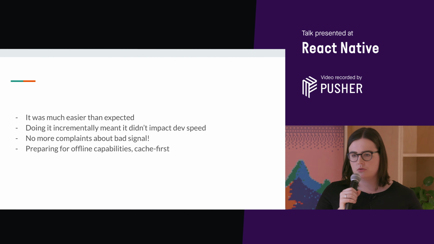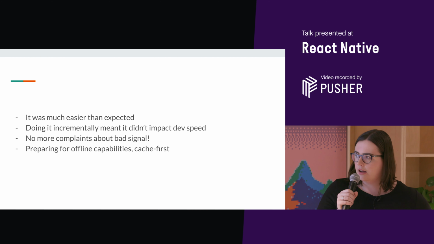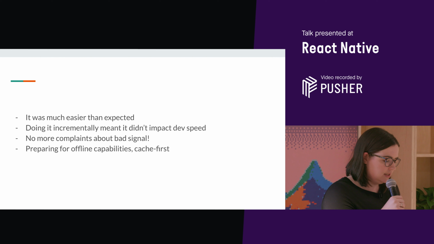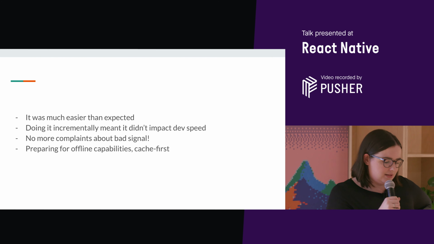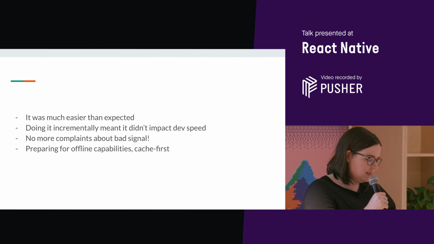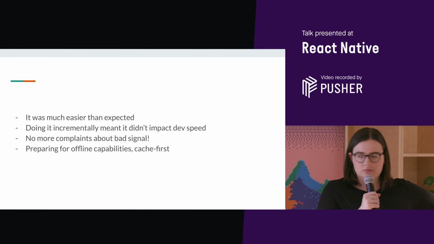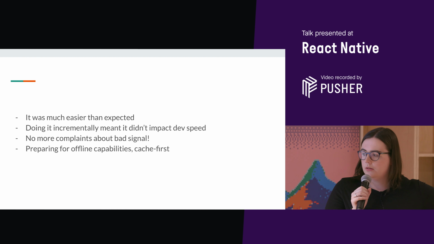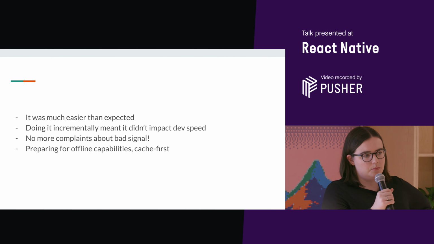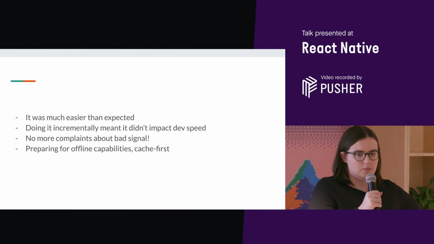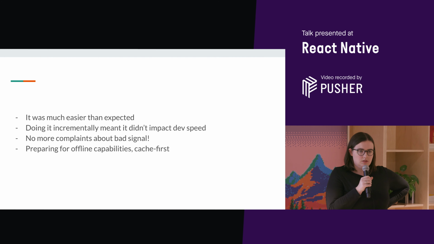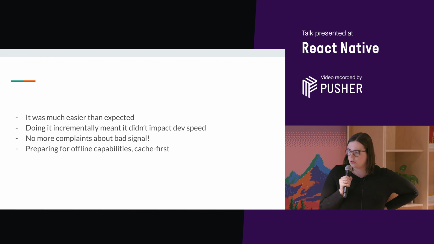In summary, it was much easier than we thought it would be to migrate, and doing it incrementally meant that it didn't impact the development speed, and we got no more complaints about bad signal from the support workers in the centers, and yeah, the caching really helped with that. So yeah, this was about how we did it on the front end, very straightforward. On the back end, we had a Django back end, and it was a bit more complex than this, but still very straightforward. Maybe something I will talk about in future.